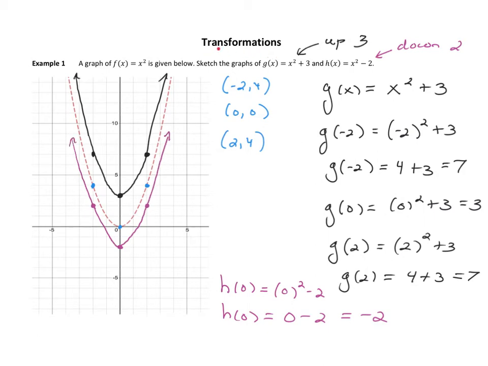So this is what it means to be a transformation. We've moved the graph. And if I see a plus 3, we're changing the y value. It meant up 3. If I'm subtracting 2, we're changing the y value. We're going down 2 places.